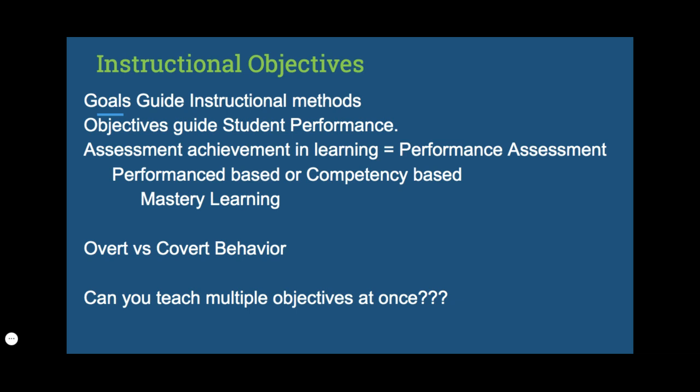Performance that can be directly observed, also known as overt behavior, makes assessment easier to match objectives. Covert behavior, or behaviors that are not directly observable, are more difficult to assess. However, covert behaviors are important for some instances. Writing instructional objectives should focus on overt behaviors.